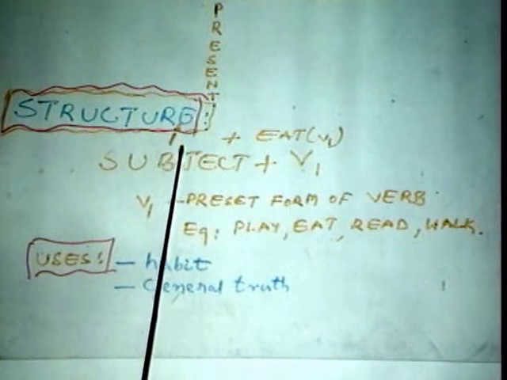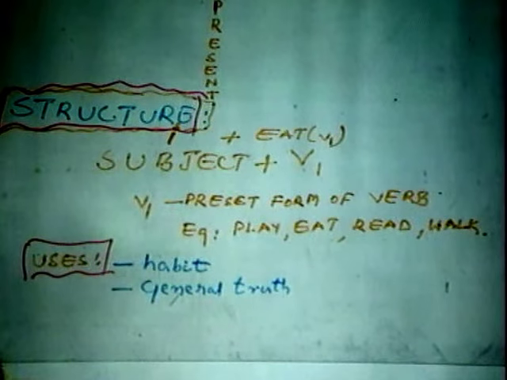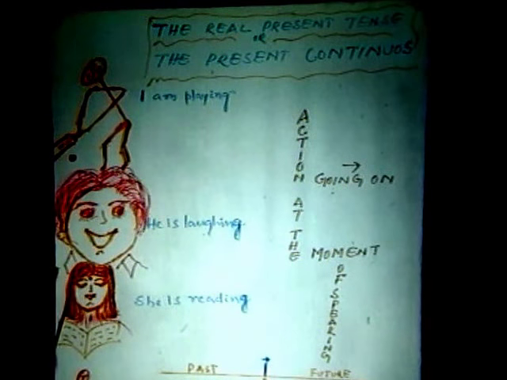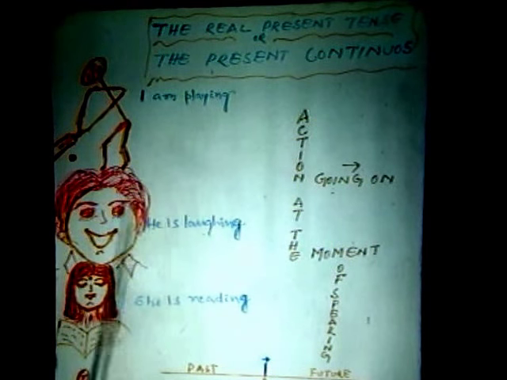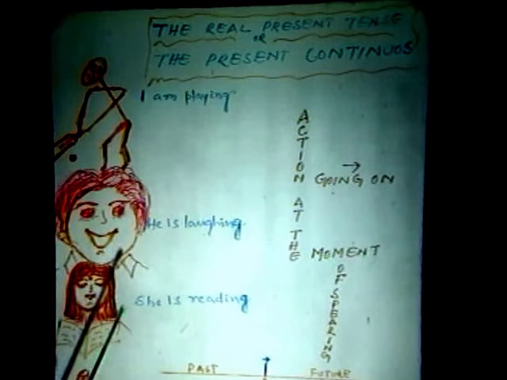It is nothing but I plus it is the structure or the sentence that is in this form. Dear students, we have come to another tense form that's called the real present tense or present continuous tense. We can observe certain sentences here.